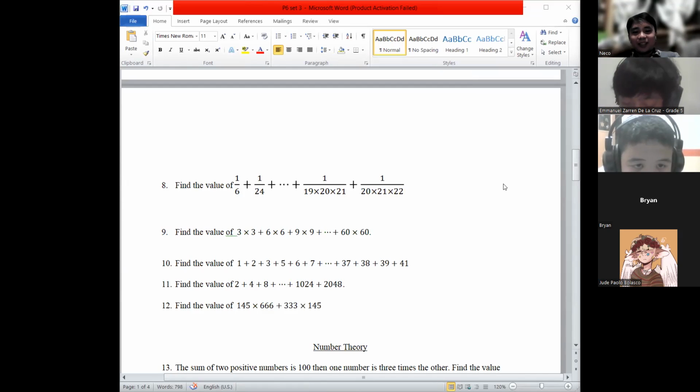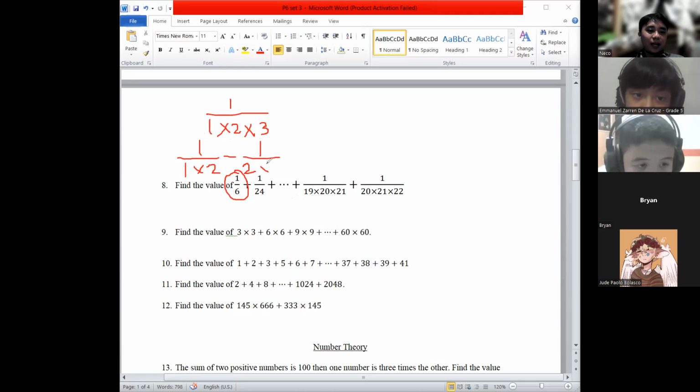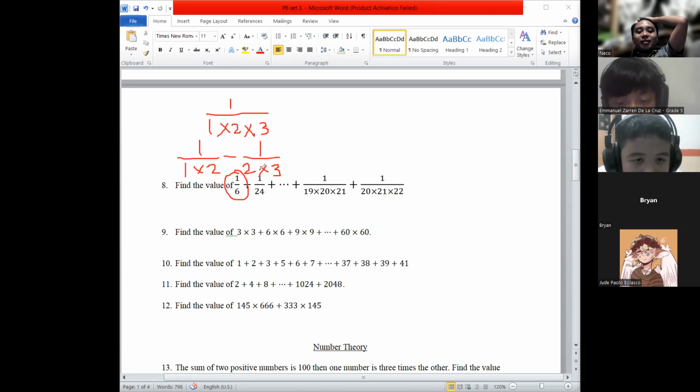Number 8. Oh, someone is listing all the answers. Why are you listing all the answers? No, it's not. Because we're doing 3 denominators. Did you encounter this in the review? We already know that this one right here is 1 over 1 times 2 times 3, right? So we can separate that as 1 over 1 times 2 minus 1 over 2 times 3. You guys follow? See, this will be 1/6. You can try.